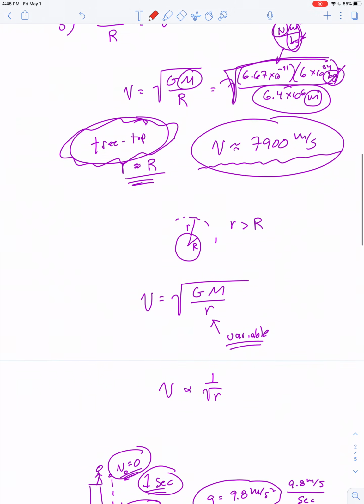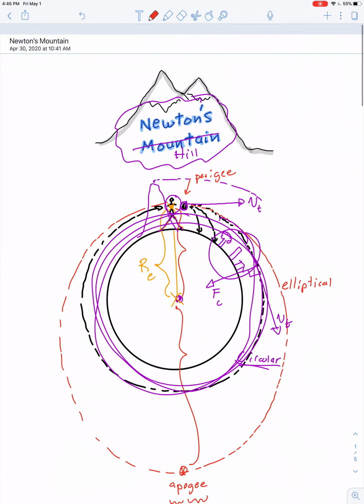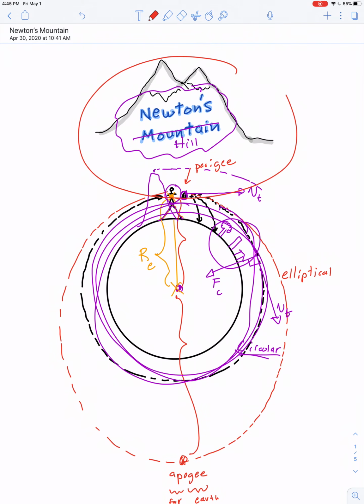So there you have it. Just a little insight into Newton's mountain and treetop orbits. I think I have another video following this one that you can watch that will link you to a website where you can actually make Newton's mountain more of an actual experiment as opposed to just a thought experiment.